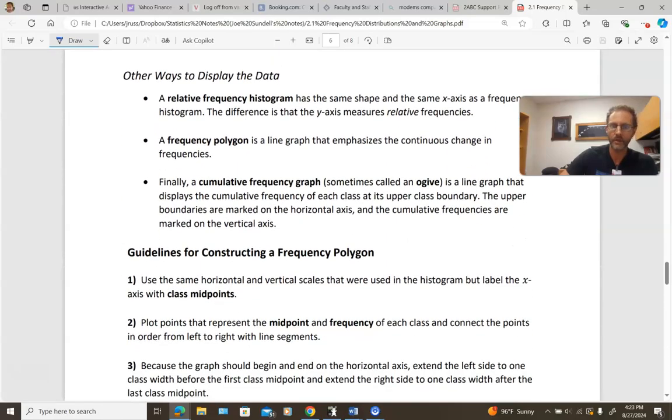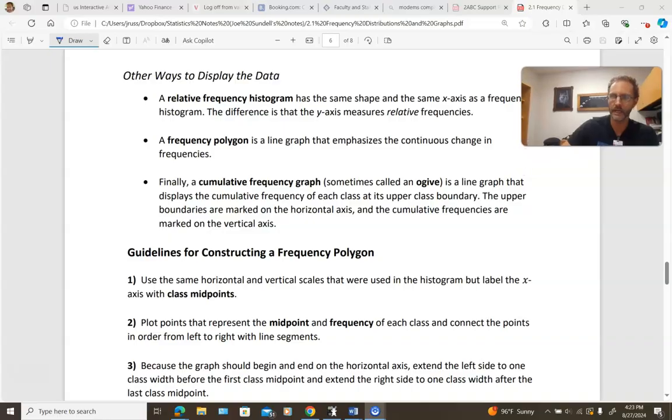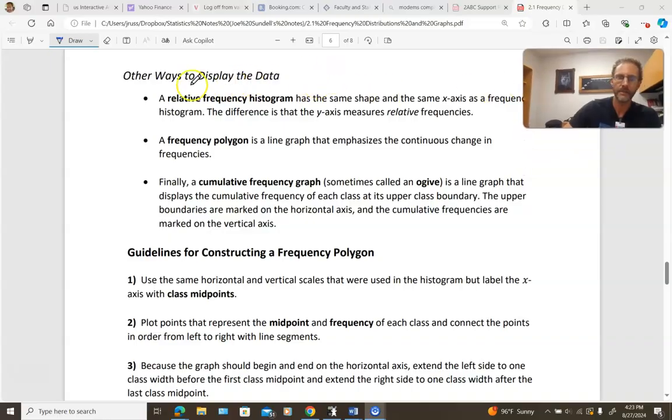Okay, so there are a few other visual, or graphical, ways that we can display data. The next one is called a relative frequency histogram. This is really just like the other one. It has the same shape, the same x-axis. The only difference is that the y-axis measures the relative frequencies, and not the absolute frequencies.